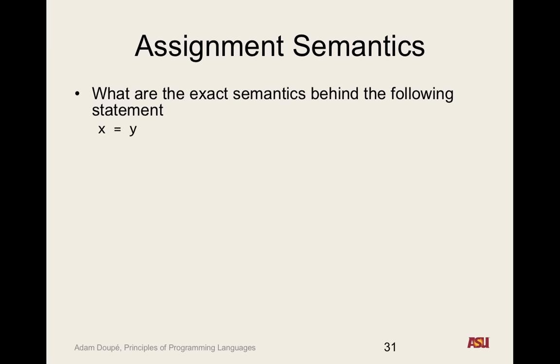Someone want to venture a guess? Make something up? Yeah. The rightmost operator will be the same as the left, if there is an equal sign. So what do you mean operator? Sorry, the rightmost variable, the value of the rightmost variable will be assigned to the leftmost. Okay, so the value of the right side is going to be assigned to the left side variable.